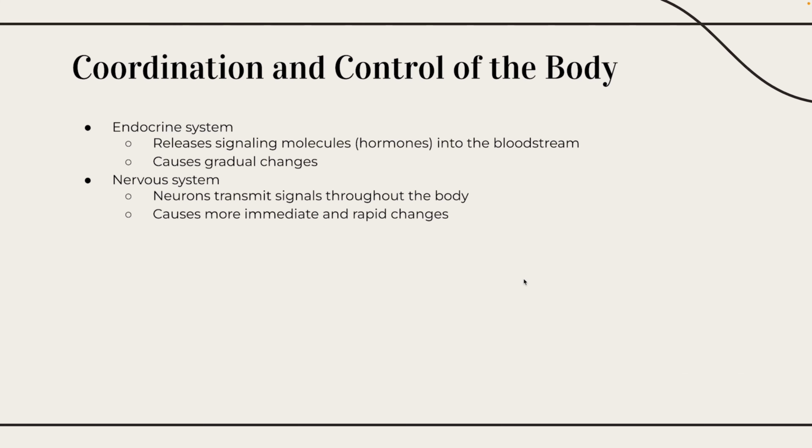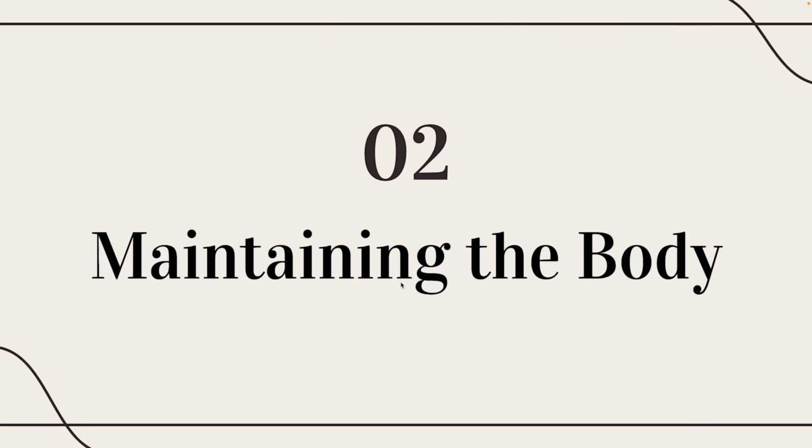Alright, now let's talk about coordination and control of the body, because we just talked about a bunch of parts of the body, but they've got to work together to make your body work properly, right? The endocrine system releases signaling molecules, aka hormones, into the bloodstream, and these cause gradual changes. For the most part, these changes are going to take a while to settle in. The nervous system utilizes neurons to transmit signals throughout the body. This causes more immediate and rapid changes. For example, if you want to move your arm, you can do that pretty much immediately.